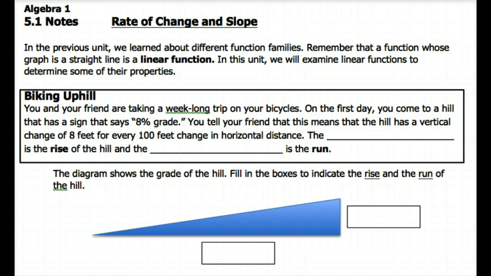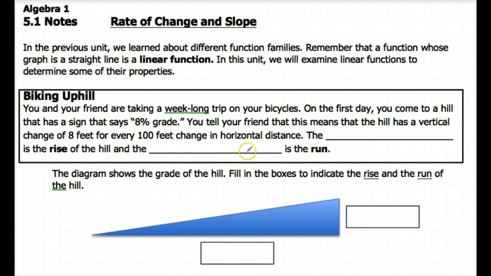And so we're going to learn a couple of vocabulary words in this box here. The vertical change, okay, so that's that change of 8 feet that your friend or you are referring to in this example, is what we're going to refer to as the rise of this hill. And then the horizontal change, we're going to call that the run of this hill.